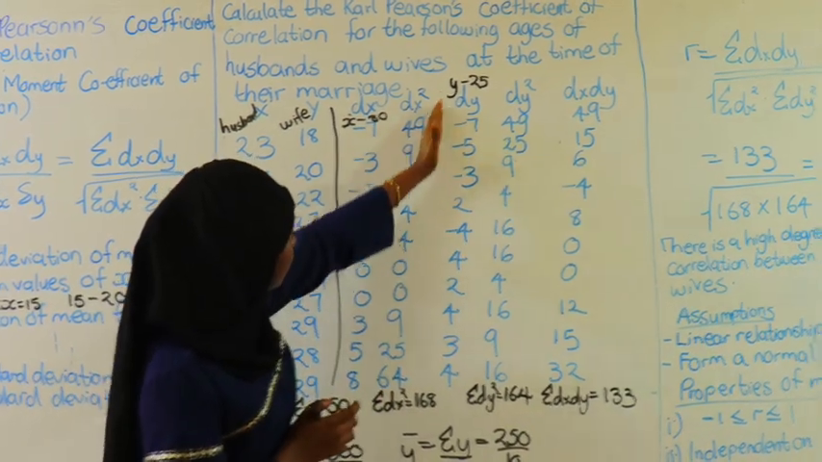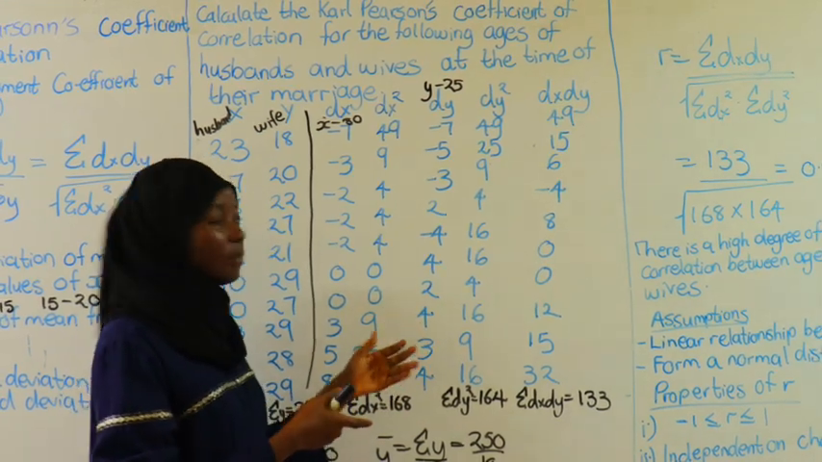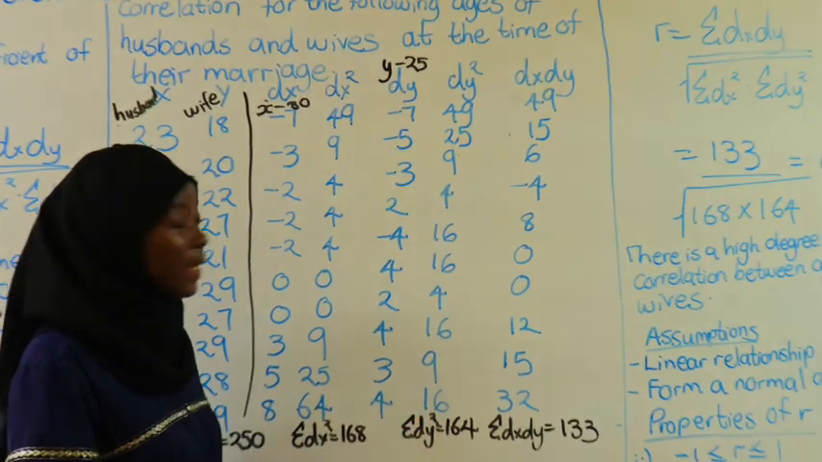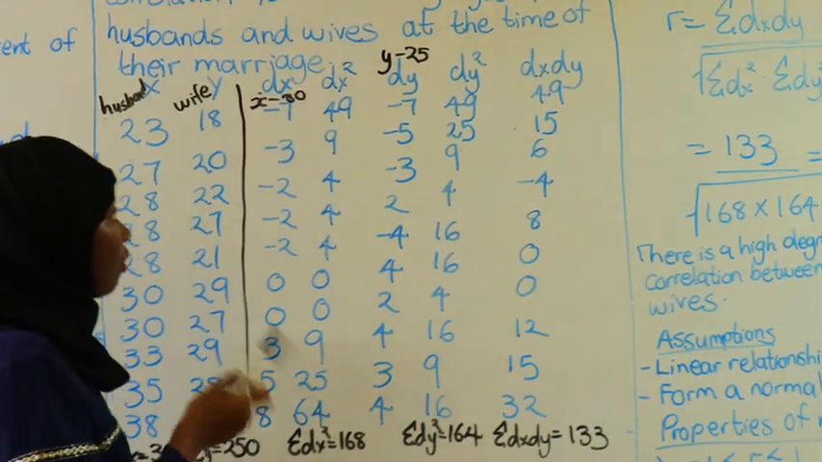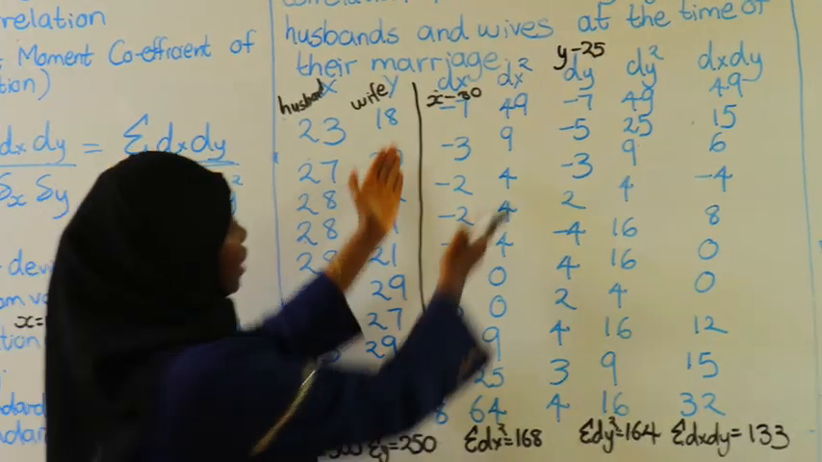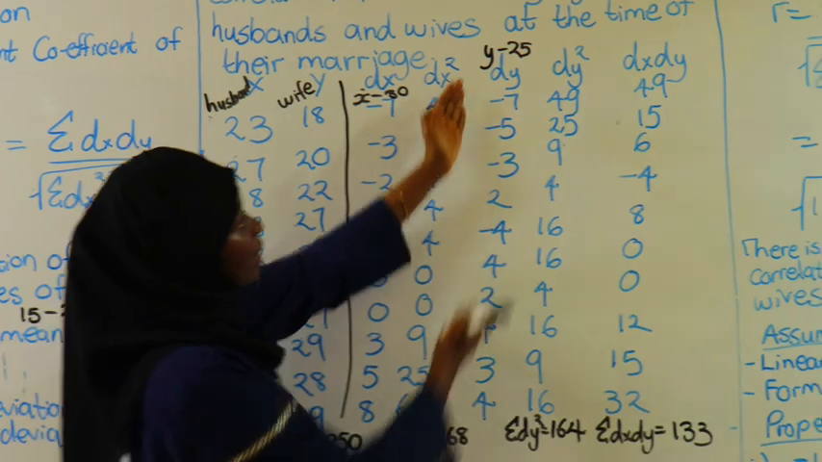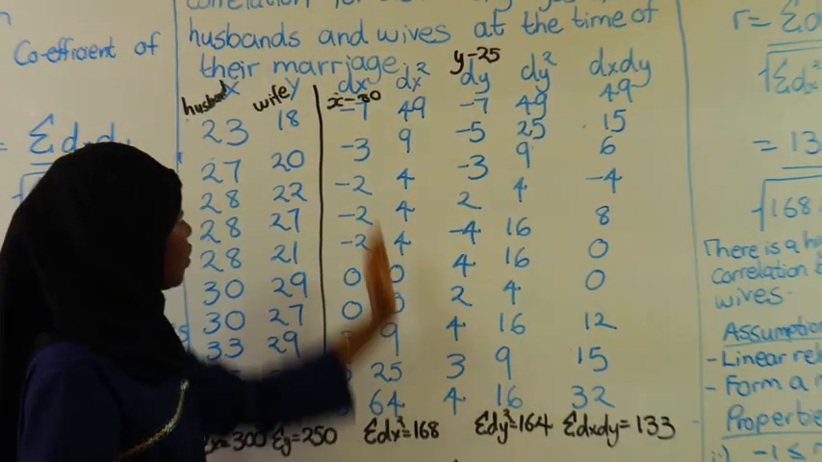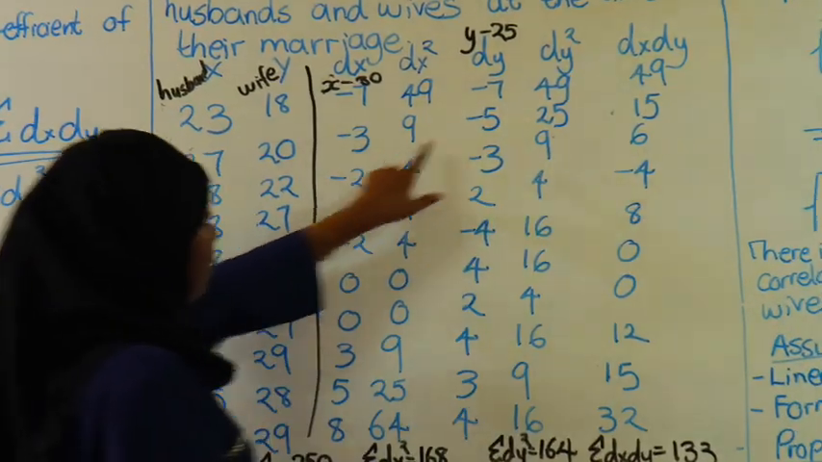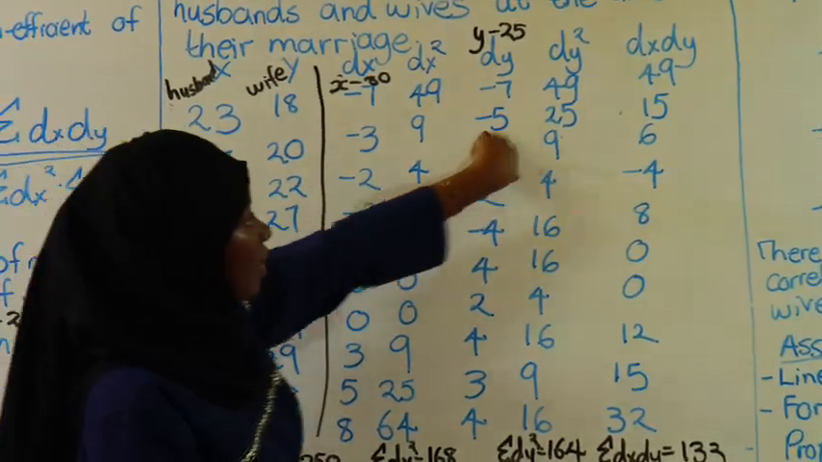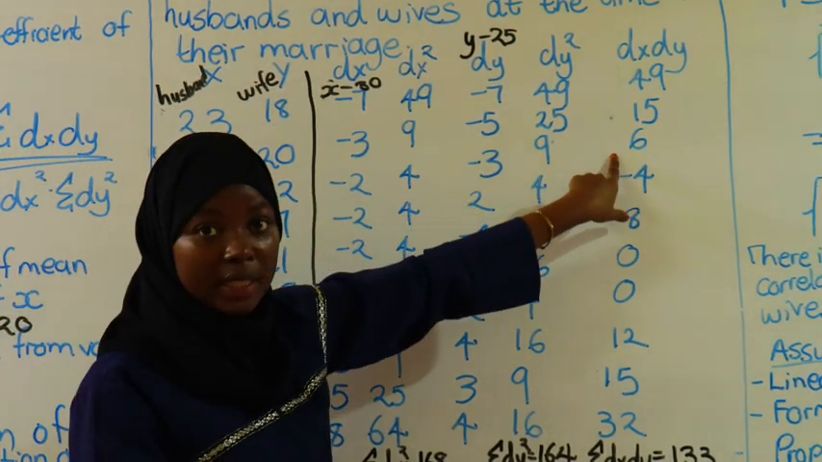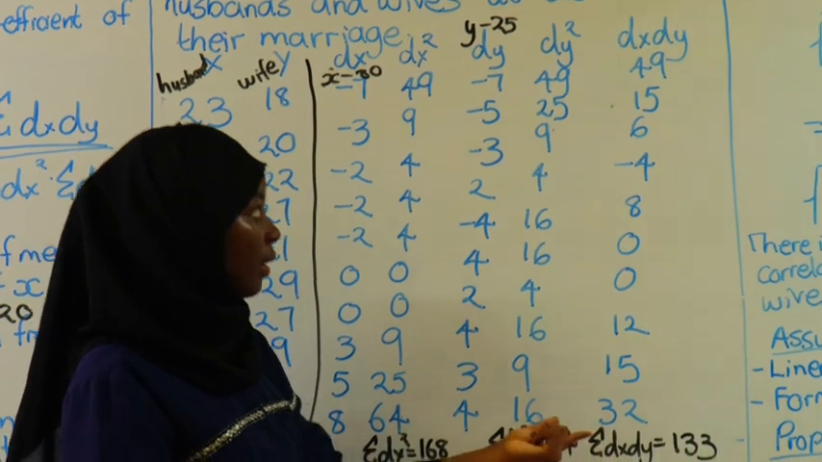So dy squared, these values of dy, you square them. So negative 7 squared, 49. Negative 5 squared, 25. All the way till the end. But remember, in our formula, what do we need? We need dx, dy. So you take these values of dx, you multiply by these values of dy. Okay? So you take negative 7 times negative 7, you get 49. Take negative 3 times negative 5, you get 15. Negative 2 times negative 3, you get 6. You do that for all values till the end.